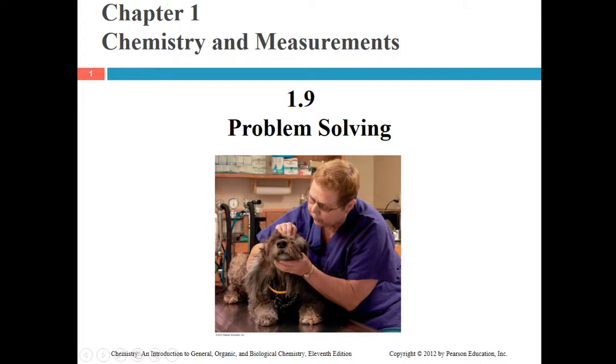Chapter 1.9, the problem solving. This is the meat of this chapter. We're going to use all the different things we learned in each of the different sections to solve problems using dimensional analysis. The advantage of doing this is that later on in other chapters we can still use this process, and it really helps to solve problems this way. It's actually an easier way once you understand the process. So let's get started with it.